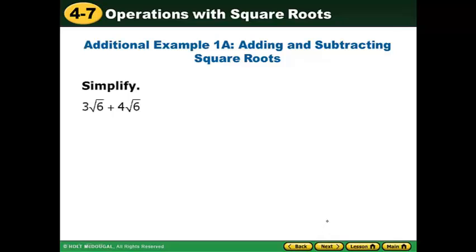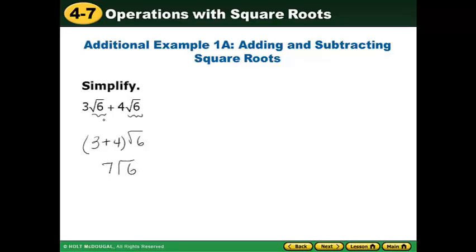Okay, so here we need to go ahead and simplify these. Now, in your previous class, they probably taught you how to combine like terms. So here we will be trying to solve 3 times the square root of 6 plus 4 times the square root of 6. Since the radicand is the same, we can just go ahead and add them up. So this will be 3 plus 4 times the square root of 6. And 3 plus 4 is 7 times the square root of 6.